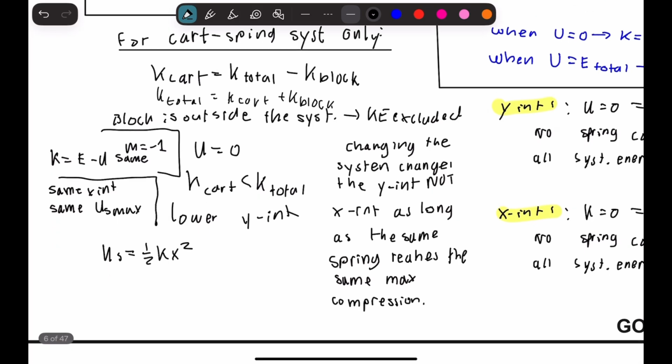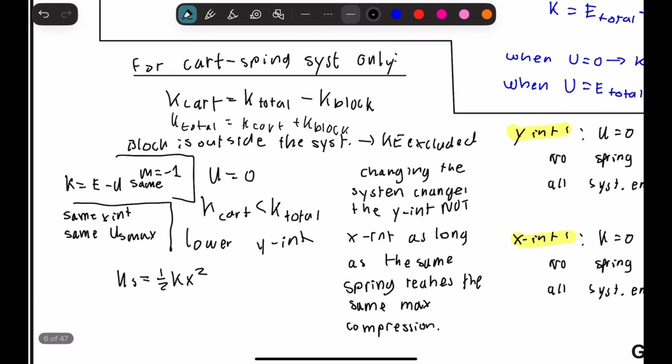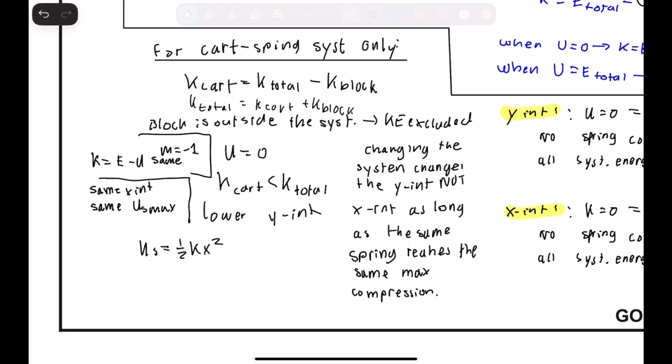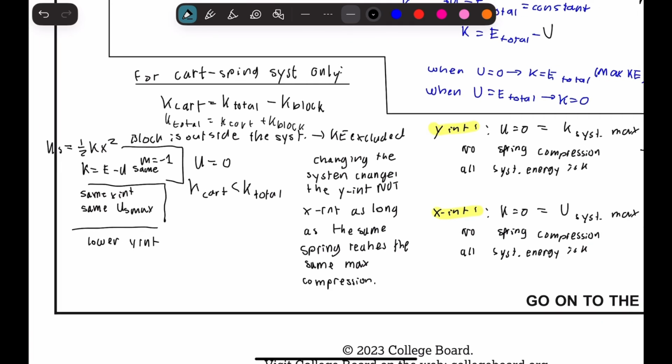But we know that what changes is we're gonna have a lower y-intercept because we're removing some of the kinetic energy, right? Because U_s is just this. We're just gonna lower the y-intercept because we removed the kinetic energy. So changing the system changes the y-intercept, not the x-intercept, as long as the spring reaches the same max compression.